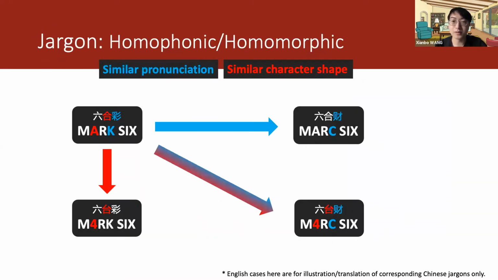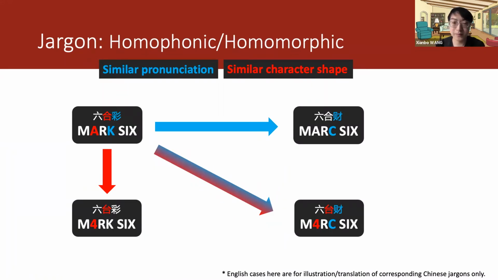Now let's get into details of each part of our system. First, let's see what people usually do to create jargons. There are two types of jargons. One we call homophonic, in which some characters are replaced with characters of similar pronunciations. For example, the K replaced by C in the term Mark 6, as highlighted in blue. Another is homomorphic jargons, which means replacing characters with similar shapes, as in the A to 4 example in red. Even worse, these two can be combined to create mixed jargons. The result is easy for humans to understand, but will confuse machines.